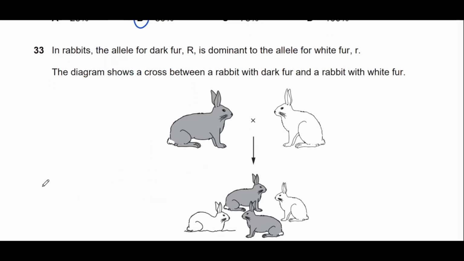Okay? In rabbits, the allele for dark fur is dominant to the allele for white fur. The diagram shows the cross between a rabbit with dark fur and a rabbit with white fur. Okay. So in this case, it's a 50-50 split, right? 50% of it is dark and 50% of it is white. Since the white rabbit is recessive, it will be 2 small r's. But for the dark rabbit, it could be big R, small r, or 2 big R's. But since their offspring is 50% dark and 50% white fur, you could draw the Punnett square.